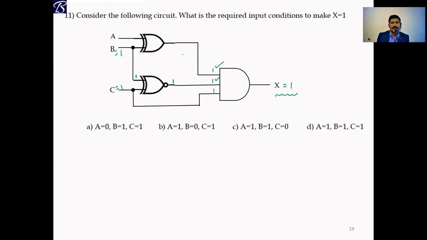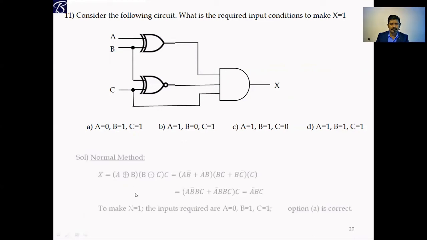Now coming to this one here, to get this output 1, both inputs of the XOR gate should be different. We already know B equal to 1, so A compulsorily should be 0. So we got the answer A equal to 0, B equal to 1, C equal to 1. 0, 1, 1. Option A is correct. Let us check the answer. Yes, option A is correct.